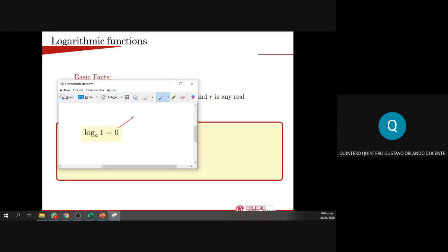If we were to change this into an exponential, the base is a, right? So the base a elevated to the exponent 0 has to be equal to how much? A elevated to the 0. So any number elevated to the 0 has to be equal to 1. Give me just 1 second, please.